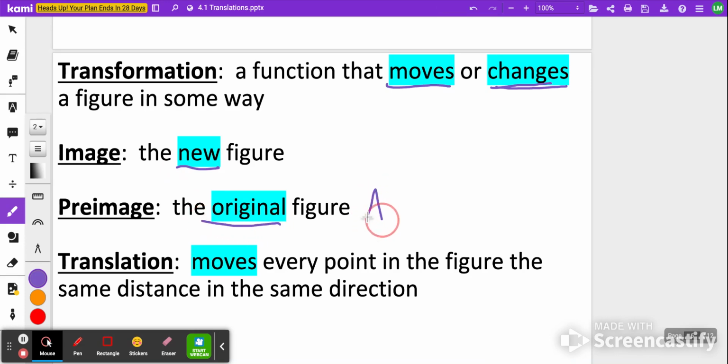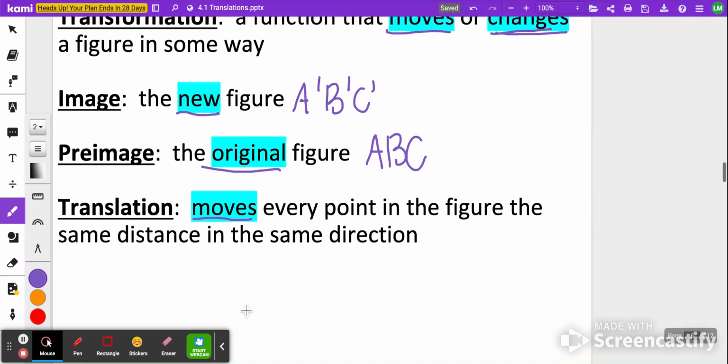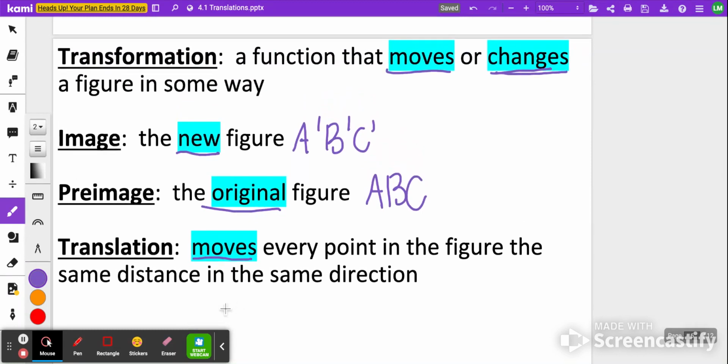A lot of the times we'll see A, B, C could be a triangle, and the new figure would be A prime, B prime, C prime. Today, our main focus is a translation, and that just means we're going to move every point in the figure the same distance and in the same direction. Before we go on from this slide, just make sure you have these three or four items written down, and when you're ready to go on, go ahead and click play.